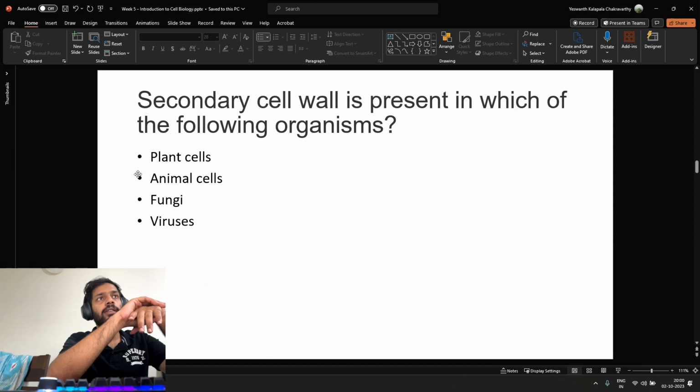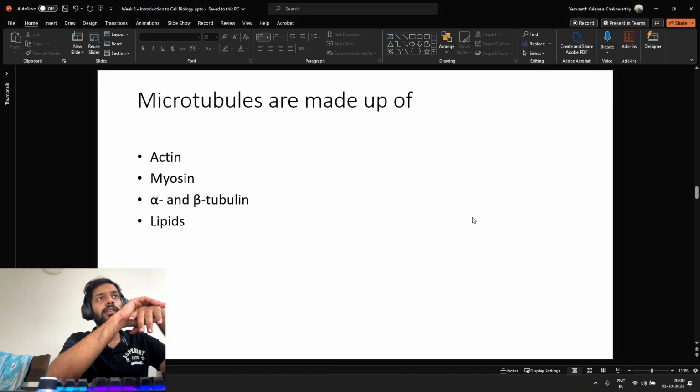Secondary cell wall is present in which of the following organisms? Plant cells, animal cells, fungi, or viruses? Plant cell. Yeah, so plant cells have a secondary cell wall. Okay. Microtubules are made up of what? We know microfilaments are made up of actin. What are microtubules made of? Alpha and beta. Yeah, alpha and beta tubulin make up these microtubules.